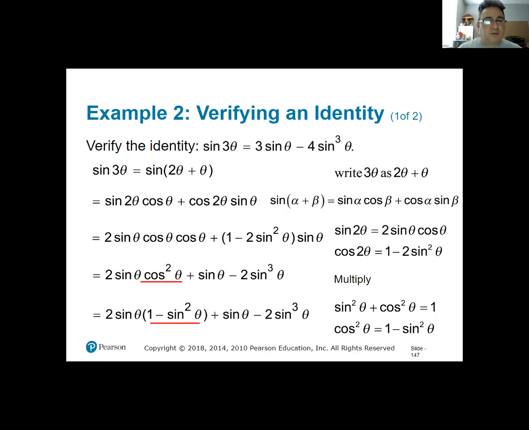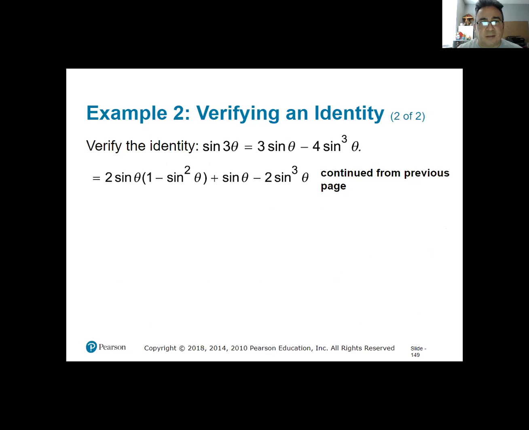And guess what? Now we've got all sines, which is helping us out. Now we just need to clean that up. That's the same step from before, right? So we clean this up.